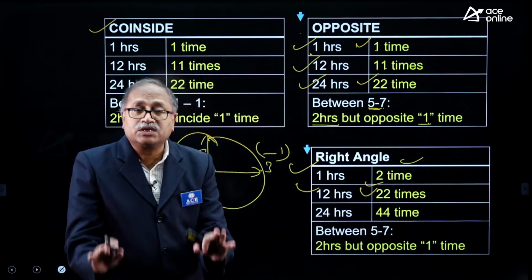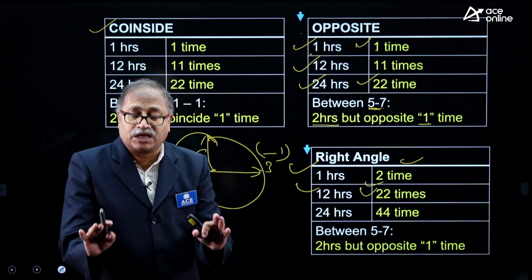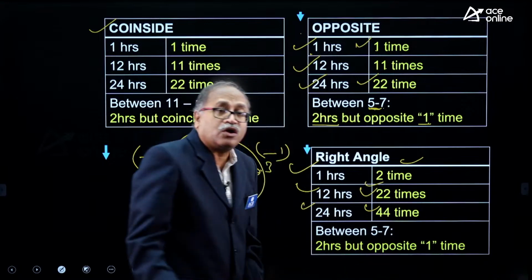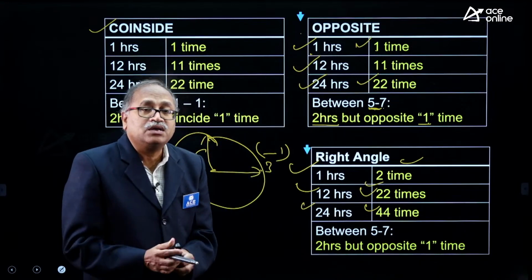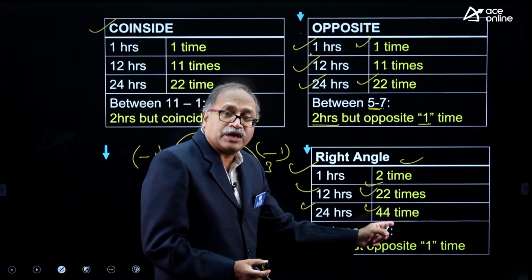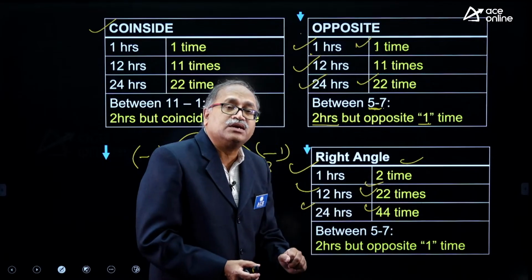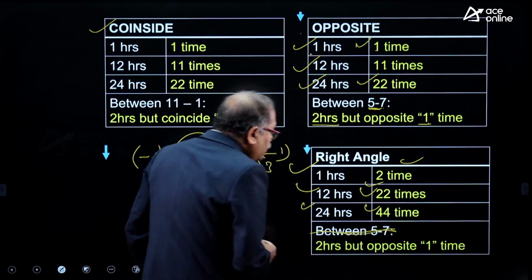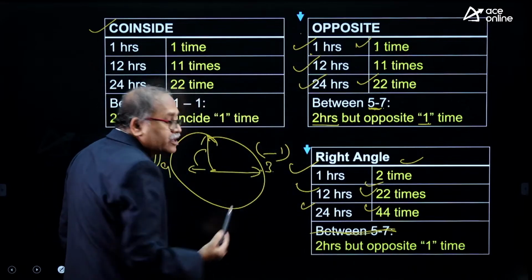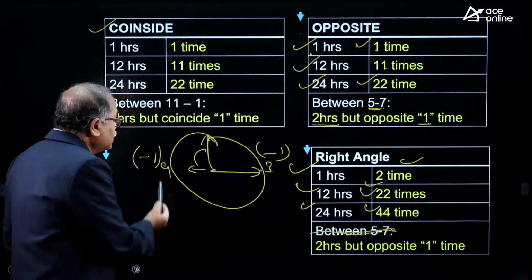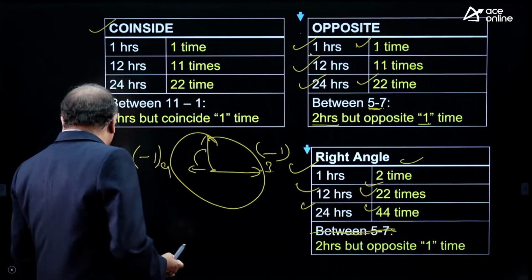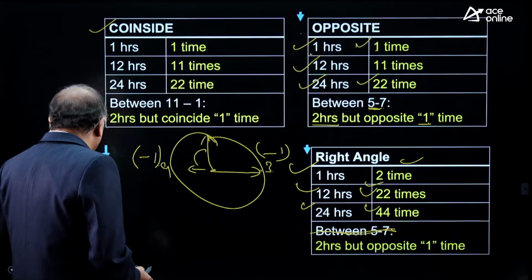These facts you are expected to know. Directly the question comes. I will show you how the question comes here. And in 24 hours, it is not 48 times. It is 44 times. And where are we missing the right angles? At 3 o'clock, one right angle I am missing. At 9 o'clock, one right angle I am missing here. So this is what you are expected to know here.